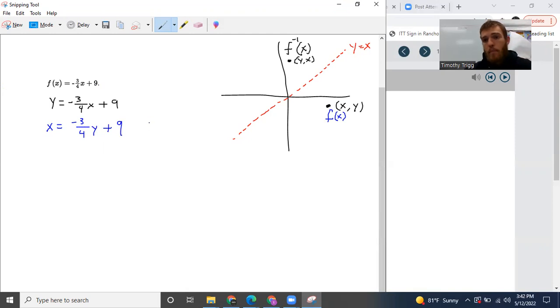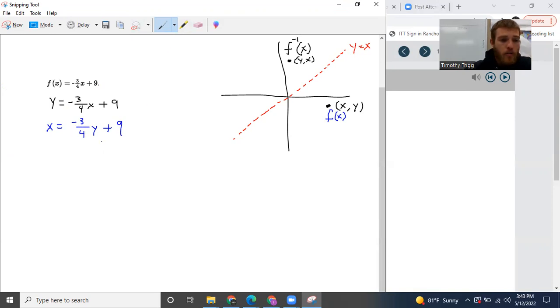Now from here, this is the main kind of before the work really, is just replacing f of x with y, then switching your x and y. Then from here, what we're going to do is simply solve for y. So our goal now is to solve for y.